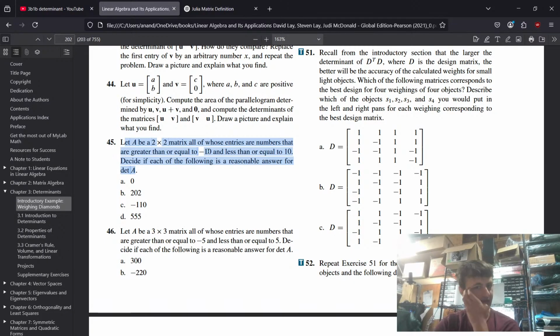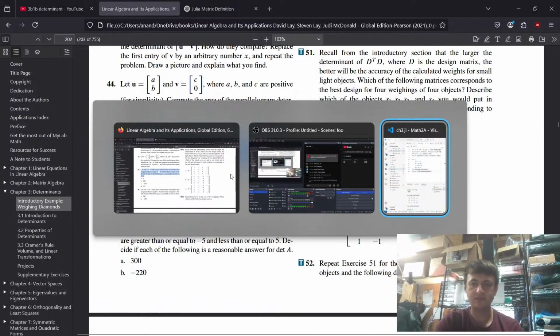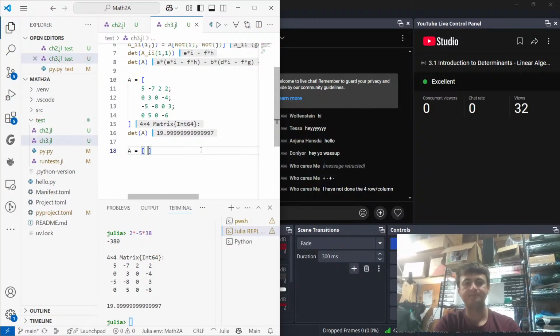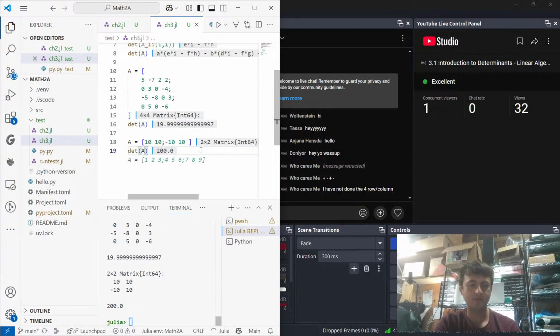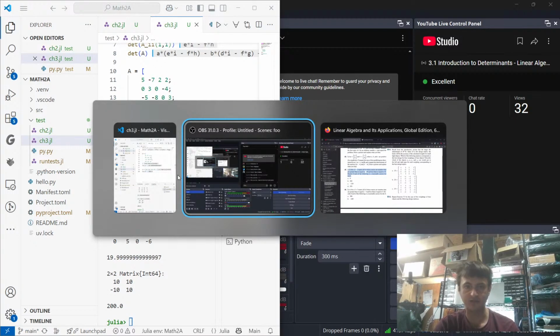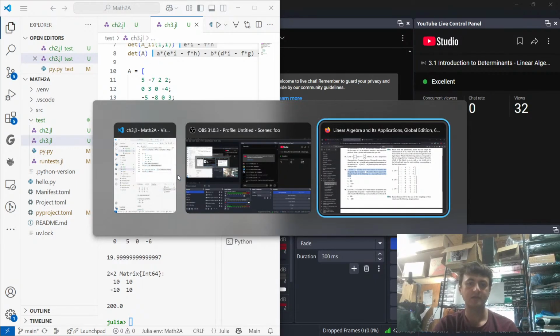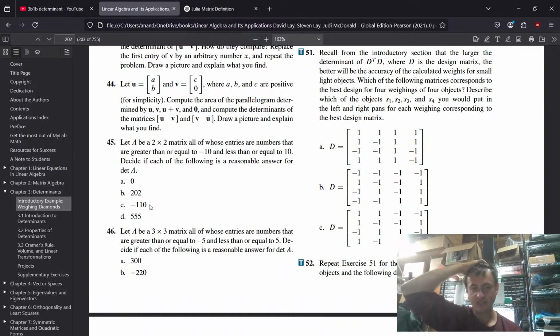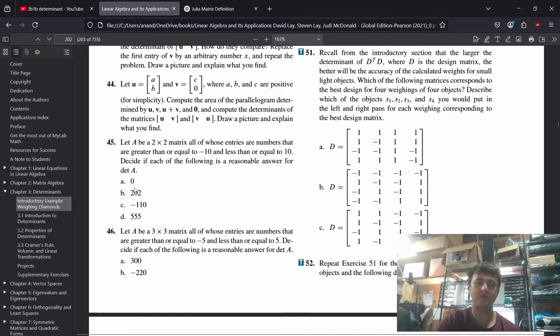So I'm pretty sure that if we were to do this, let's say A is 10, 10, minus 10, 10, and we did det A, we get 200. So I think that's the maximum that you could possibly get. I don't know how you could go further than that. So 45 basically, and the minimum would just be minus 200, I think. Maybe we'll double check that on the computer, but I think we just answered that one.